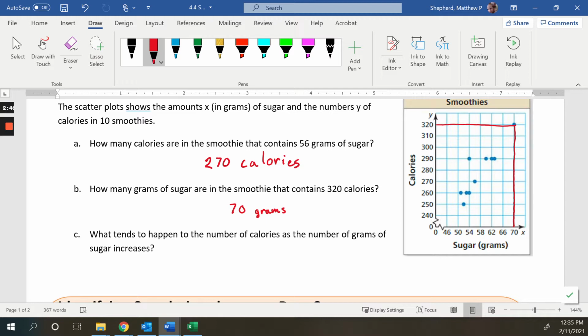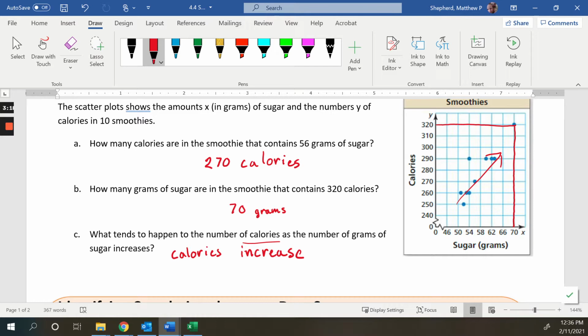Now, what tends to happen to the number of calories? So how is calories changing as the number of grams of sugar increases? Well, the more sugar we have, the more calories. As sugar goes forward, calories go up. So I'm going to say that calories increase. That's what tends to happen.